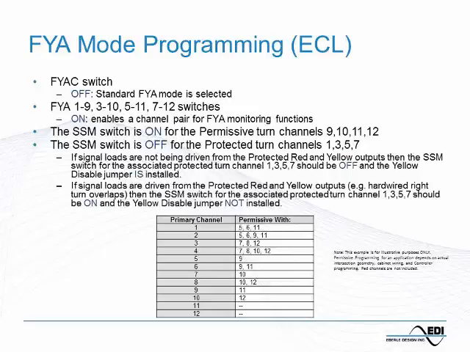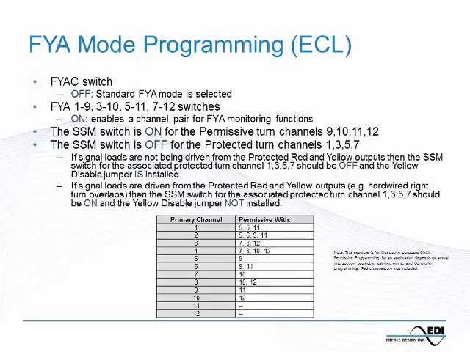On EDI products, the name that we provide for the dip switch is the functionality that you get when the switch is in the on position. So since this switch is labeled FYAC for the compact mode, we want it to be in the off position for the standard FYA mode. There are 4 additional switches labeled with the channel pairs, 1 and 9, 3 and 10, 5 and 11, 7 and 12. For each of those switches, we're going to turn that switch on to enable a flashing yellow arrow pairing.